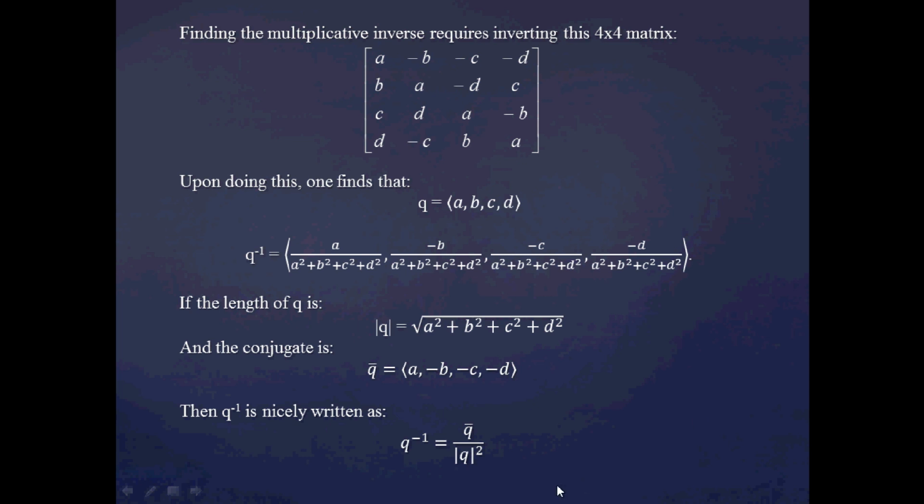And notice that in the special case, when Q is of unit length, when Q has a length of 1, that means that the squared length is going to be 1. In that special case, where the quaternion is of unit length, the inverse and conjugate are the same thing.